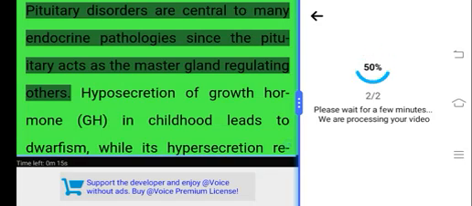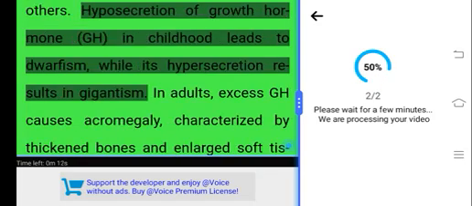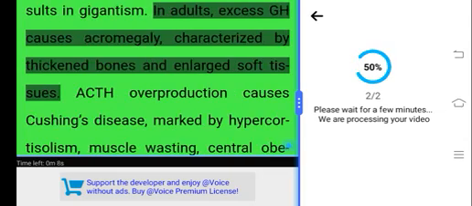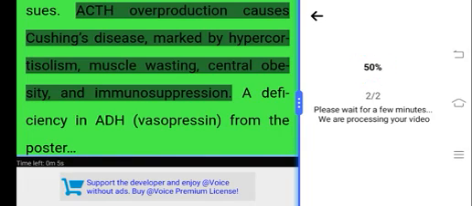Pituitary disorders are central to many endocrine pathologies since the pituitary acts as the master gland regulating others. Hyposecretion of growth hormone GH in childhood leads to dwarfism, while its hypersecretion results in gigantism. In adults, excess GH causes acromegaly, characterized by thickened bones and enlarged soft tissues. ACTH overproduction causes Cushing's disease, marked by hypercortisolism, muscle wasting, central obesity, and immunosuppression.